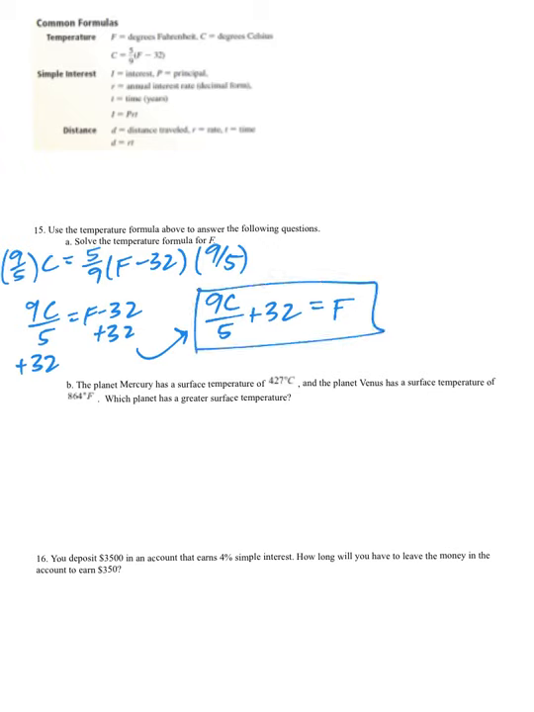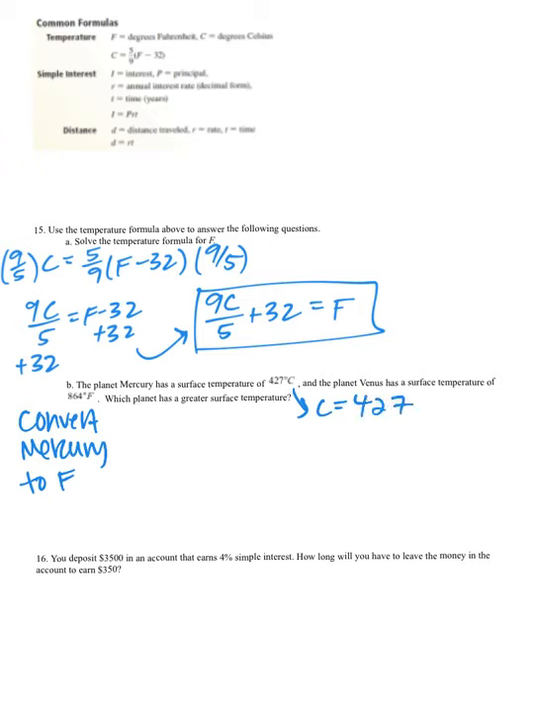All right, now we're going to use our equation to answer the question in B. We're told that Mercury has a surface temperature of 427 degrees Celsius and that Venus has a temperature of 864 Fahrenheit. So we can't compare them if they're in different units, so we need to change one of them. So let's convert Mercury to Fahrenheit.